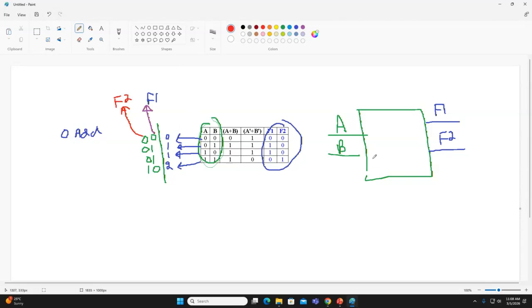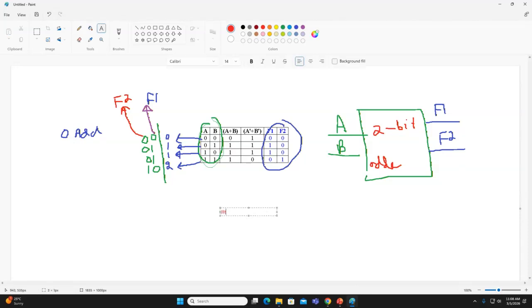Okay, now can you see here? This is a 2-bit adder. Why is it a 2-bit adder? It is adding 2 bits. So this is the block diagram of a 2-bit adder, and now I'm writing it: it is a 2-bit adder.